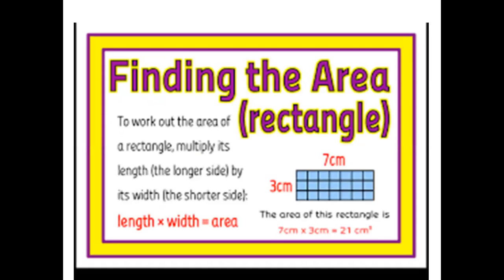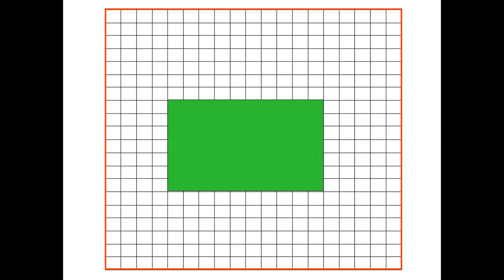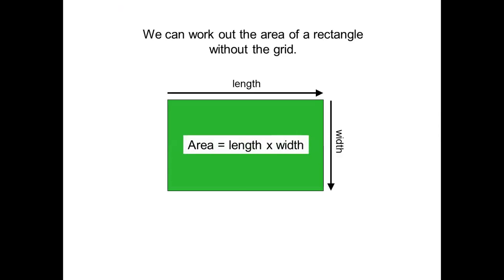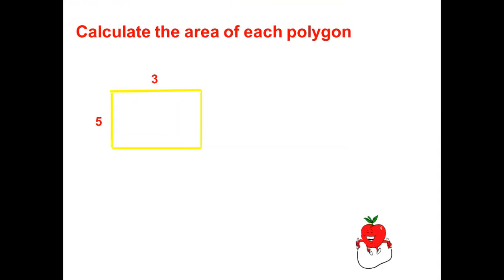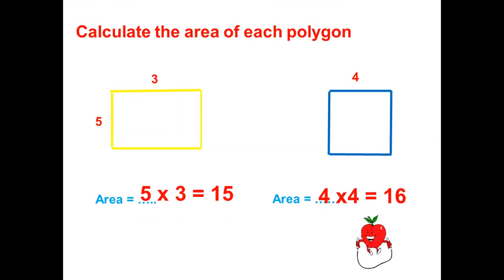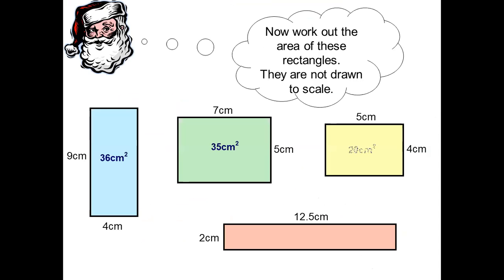Finding the area of a rectangle in a grid, as we said, we are going to take the sides, length times width. If I have a rectangle like this, it will be 5 times 3. If I have a square, since a square has all the sides equal, it will be 4 times 4. So the area of the rectangle will be 15. The area of the square will be 16.